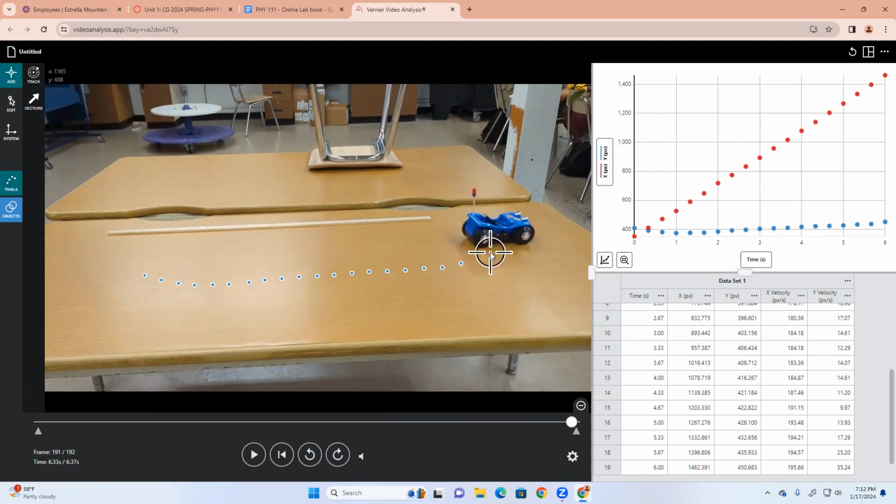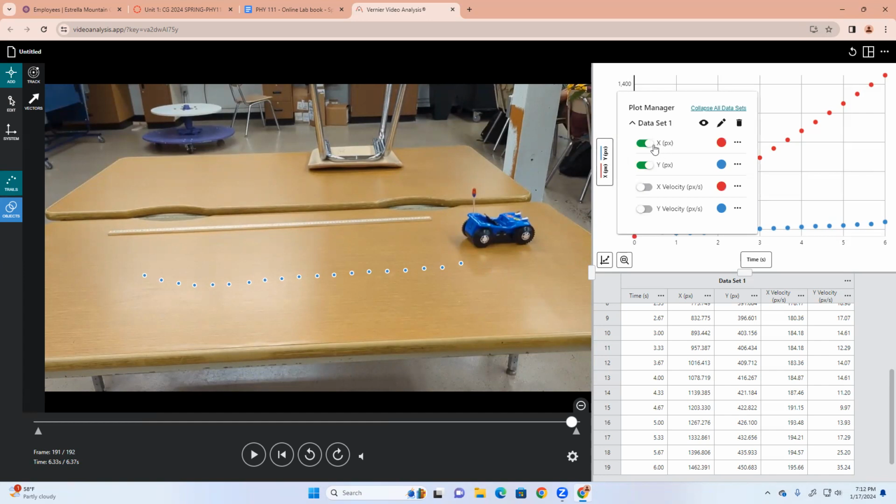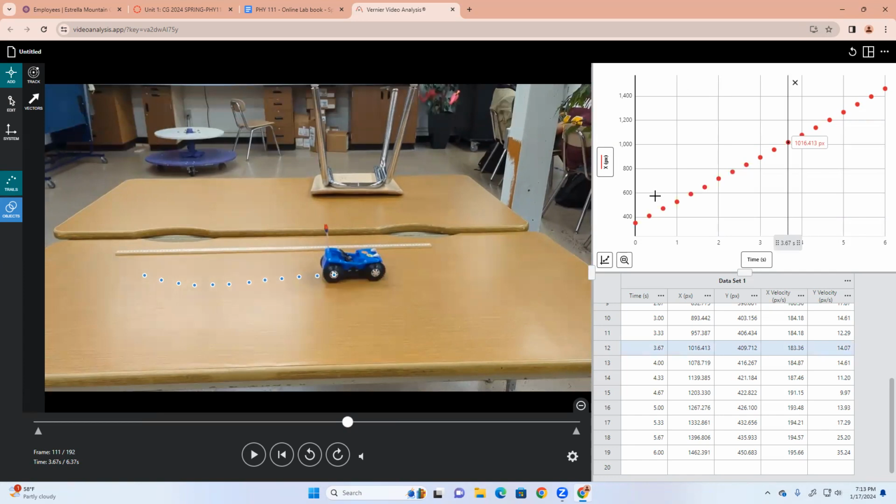Okay, so what you can see right here is it shows the position of the car at every 10 frames. I'm going to look at just the X data, not the Y data. So it looks like this car was kind of moving back and forth a little bit. I'm looking at just the part that's traveling to the right there. I get this graph that looks like that. As you can see, this shows pixels versus time.